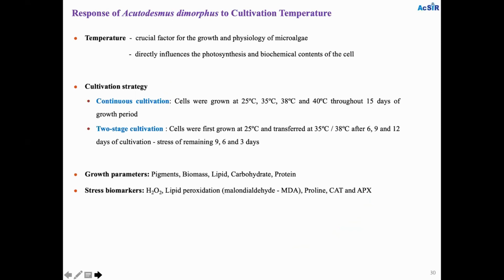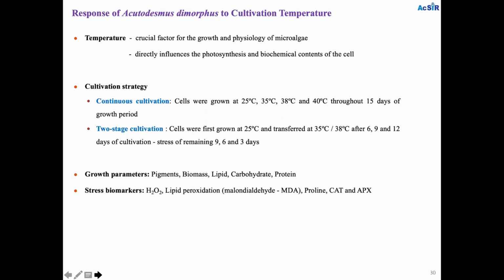This slide shows the response of Ectodesmus dimorphos to cultivation temperature. As we all know, temperature is a very crucial factor for the growth and physiology of microalgae. And for any organism, it can lead to cell death if the temperature is very, very high compared to their adapted temperature. Temperature directly influences the photosynthesis process and the biochemical contents of the cell.